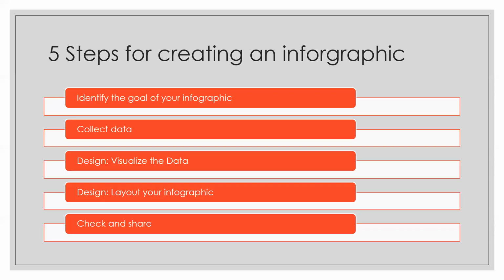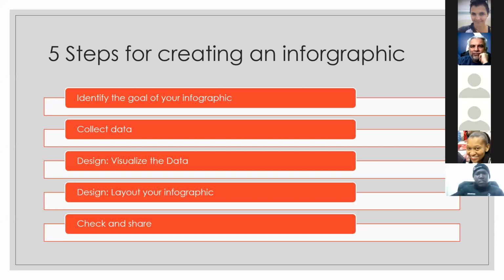There's 5 steps that you can follow when you want to create an infographic. You can identify the goal of your infographic, then you can collect your data, then the designing part starts. You start visualizing the data using icons and stuff for the data, and then you just lay out your information, you combine it with the pictures, and then you check it, and then you can share it with your audience.